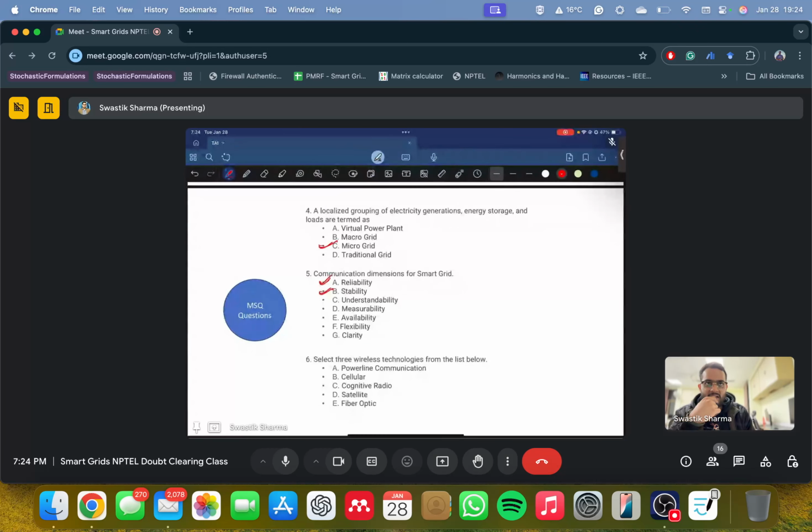What is understandability? I don't know. I don't understand what understandability is. Is it user friendly? No, understandability is not user friendly. It should be measurable. Yes, measurability is perfect. Whatever communication or measurements you are getting should convey something, right? So measurability is there, availability should be there, and flexibility. It should be flexible as well, right? So A, B, D, E, F. Clarity? I don't think clarity. What is clarity? Yeah, go ahead.